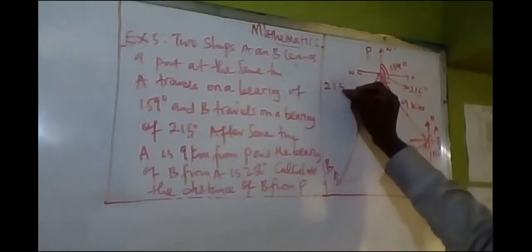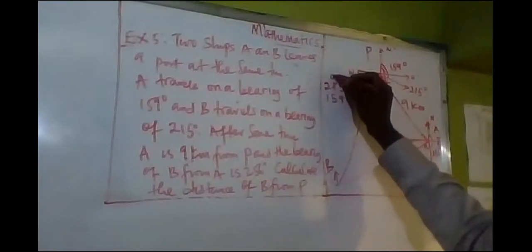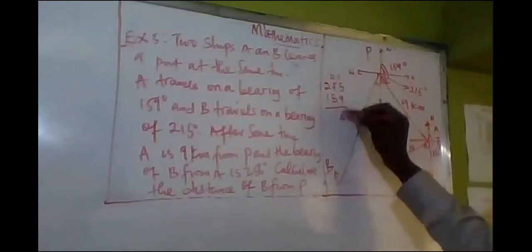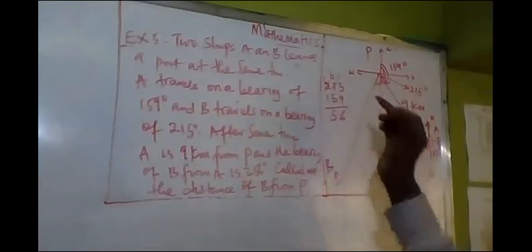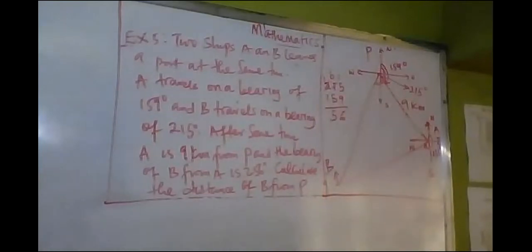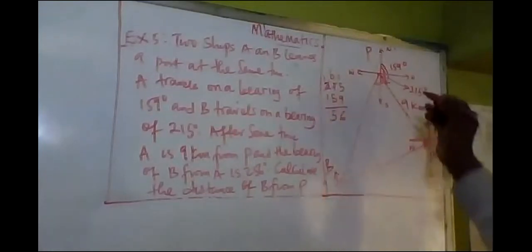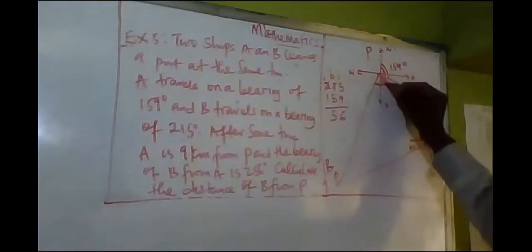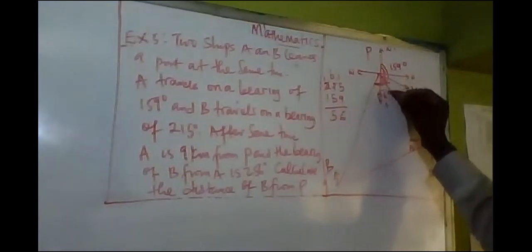Let's do it together. 215 minus 159 is 56. Are we correct? Yes, you are correct. So this point is 56. This point is 56 degrees.